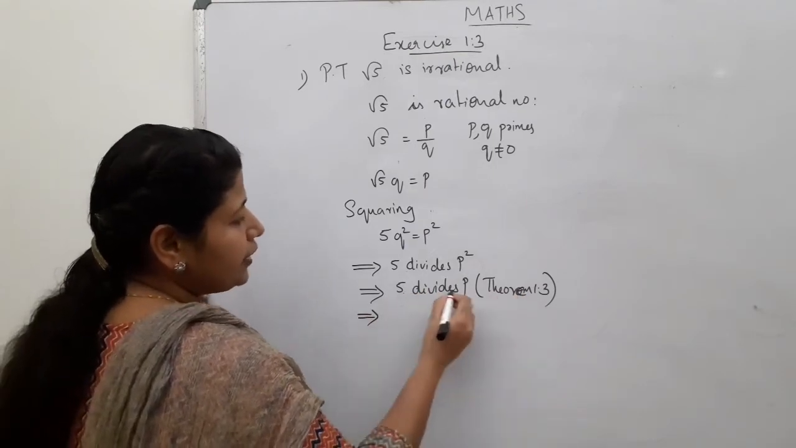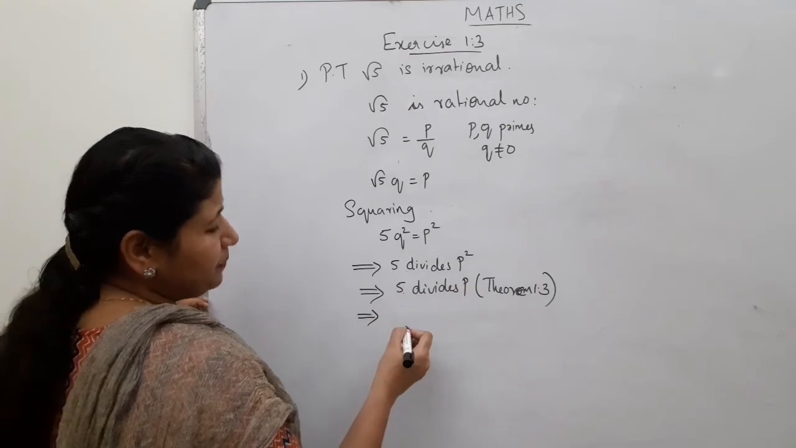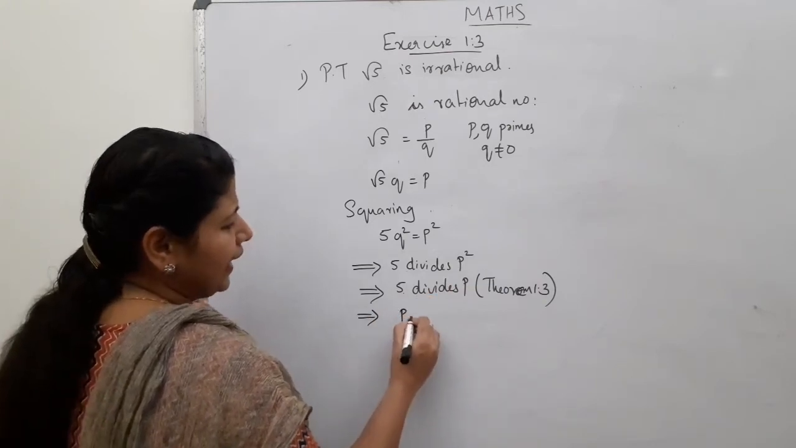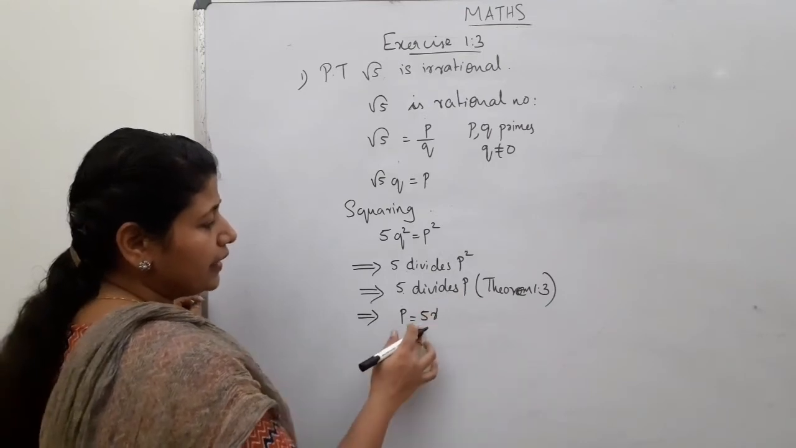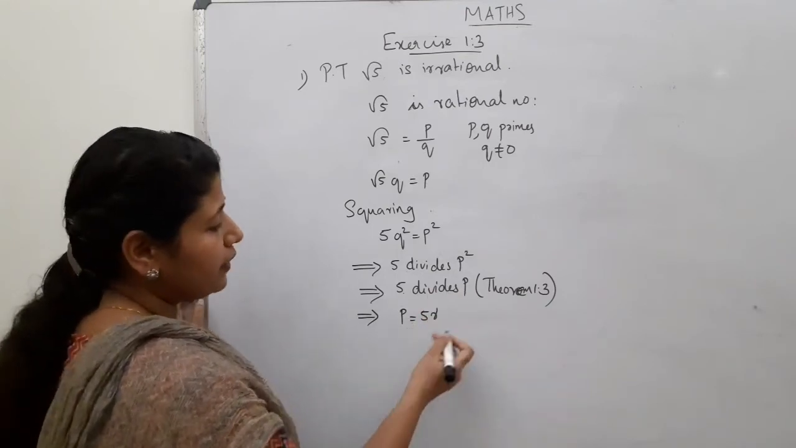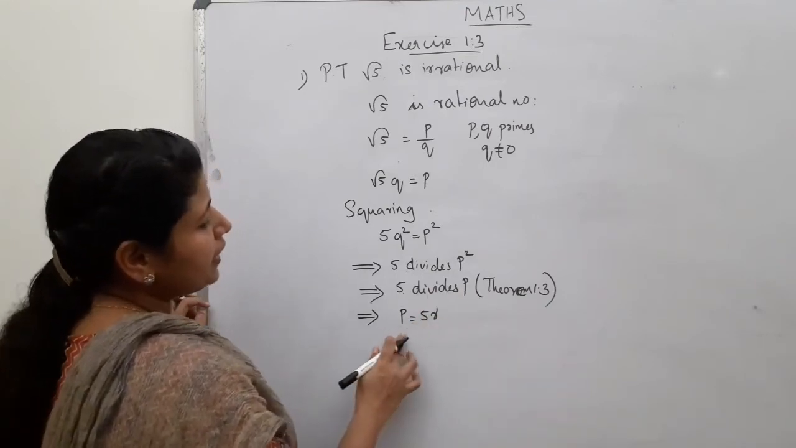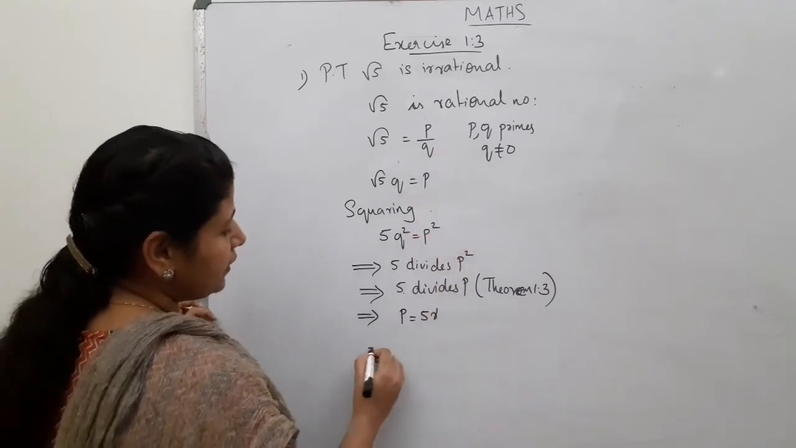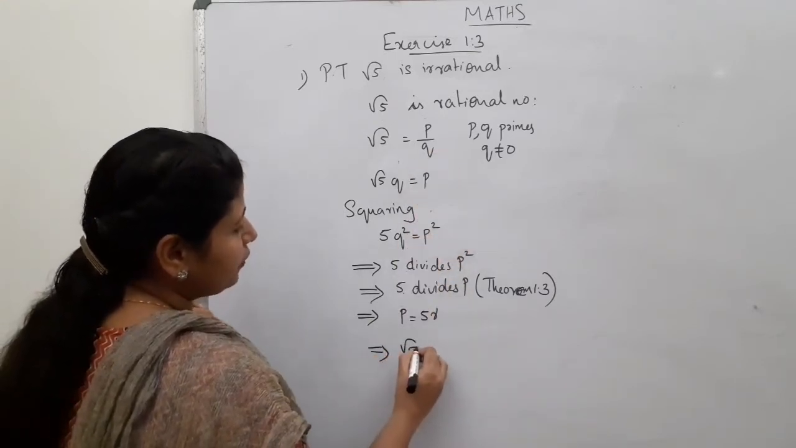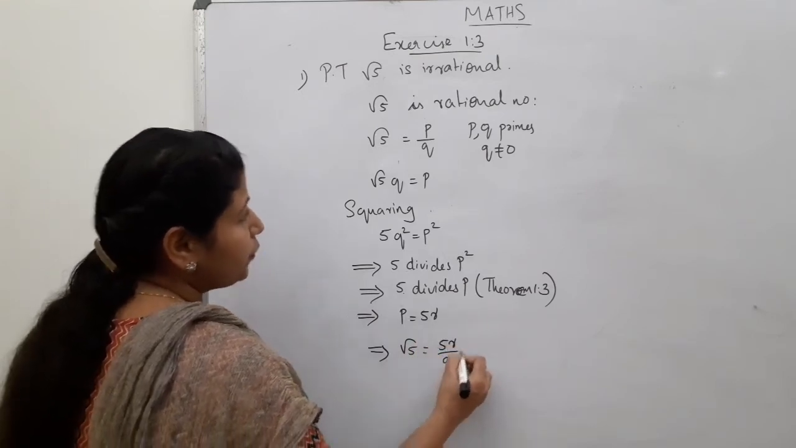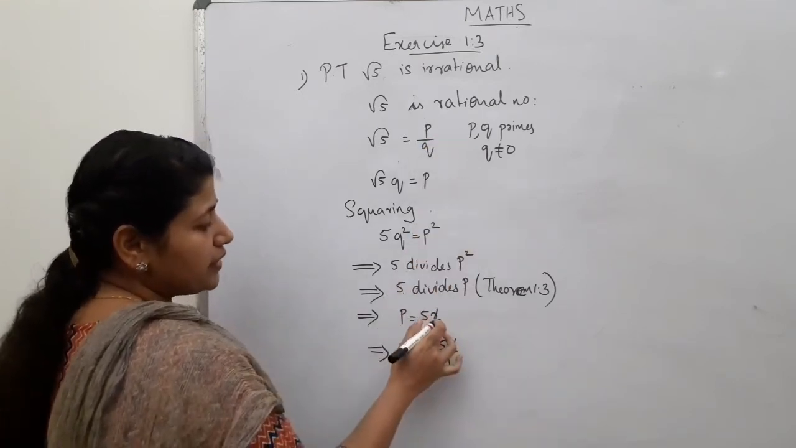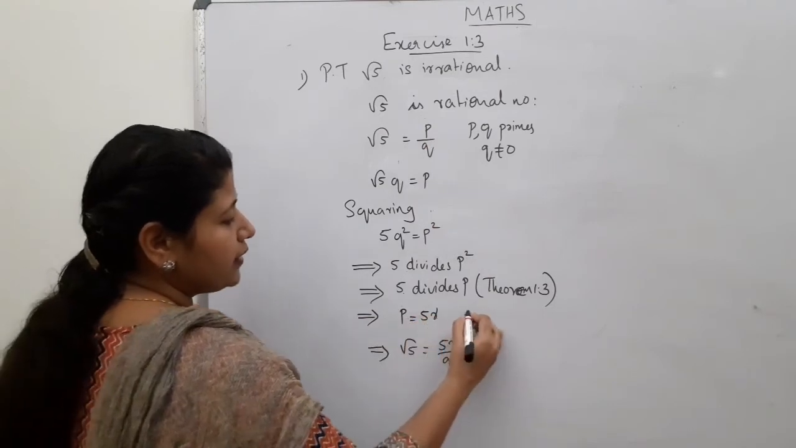So we got 5 divides P. So we can write this P as 5 into R. This P can be written as a product of 5 and some number, 5R. And substitute this P equal to 5R in this. Then we will get root 5 equal to, instead of P, we are using 5R by Q.